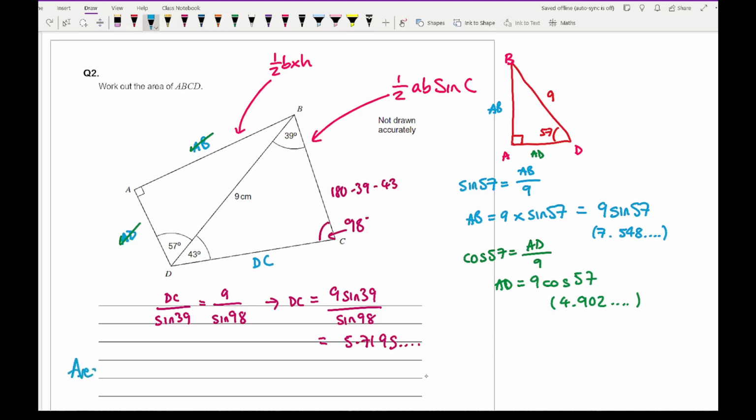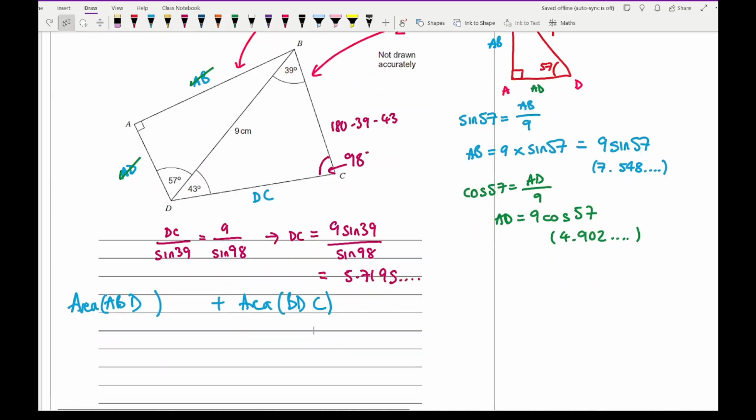So the area of ABD plus the area of BDC. If I just move this down a little bit, for this, the area of ABD is just the base times the height divided by 2, which are these two lengths here. Now I'm going to use the exact values, but you could use the decimal versions. That's entirely up to you. So I've got 9 sine 57 plus 9 cos 57 all divided by 2.